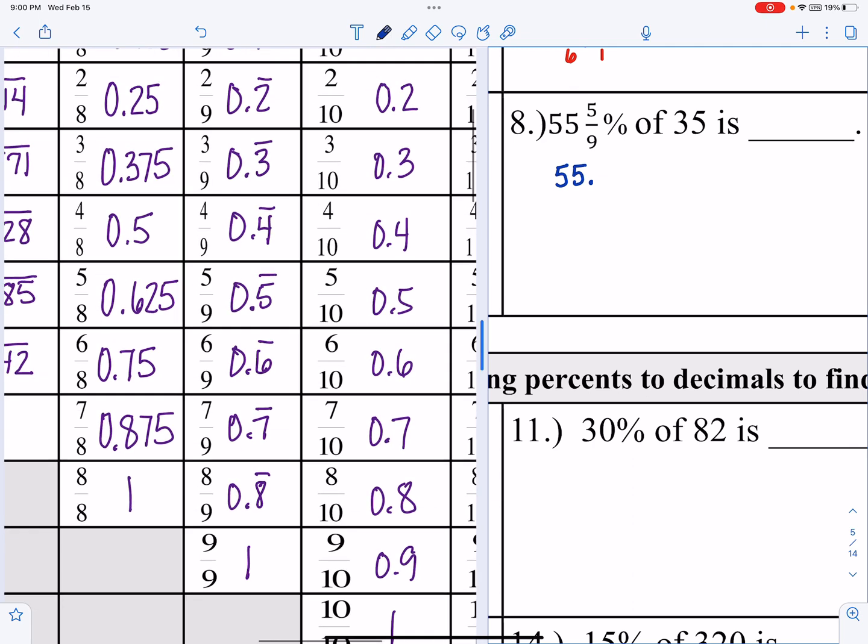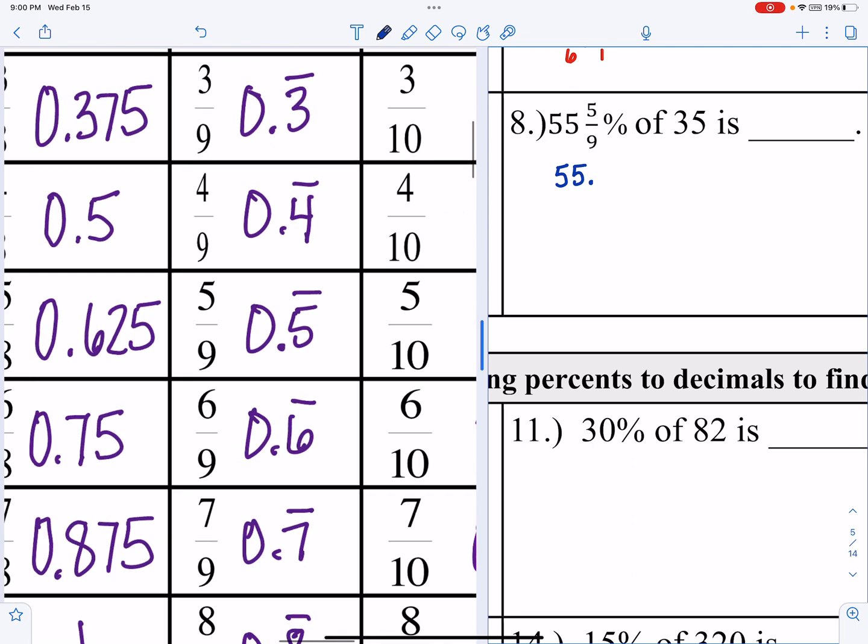So let's look at our ninths, and here we go. 5/9 is just 0.5 repeating. Okay, and so I have this. Now this is still percent. We're just rewriting it. Let's go ahead and put it into decimal form.